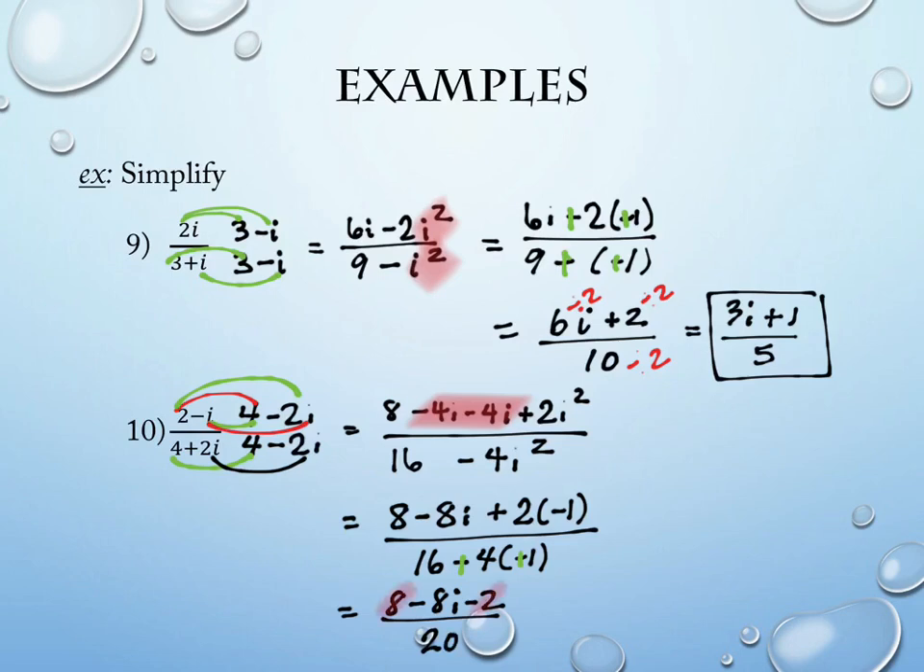Now, the 8 and the 2 can combine. So I have 10 minus 8i over 20. And much like on the last problem, I end up with something that I can reduce. That, again, doesn't always happen. It has happened on both of these, but won't always. They all divide by 2. So I have 5 minus 4i over 10.